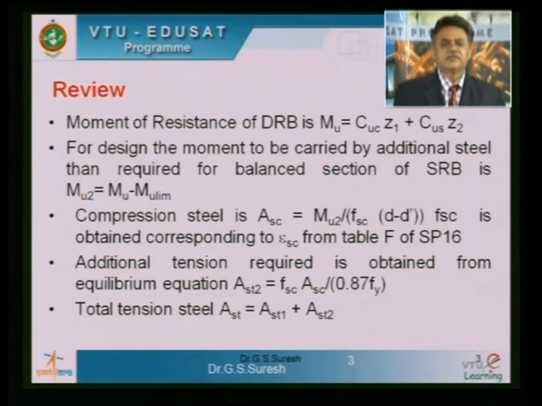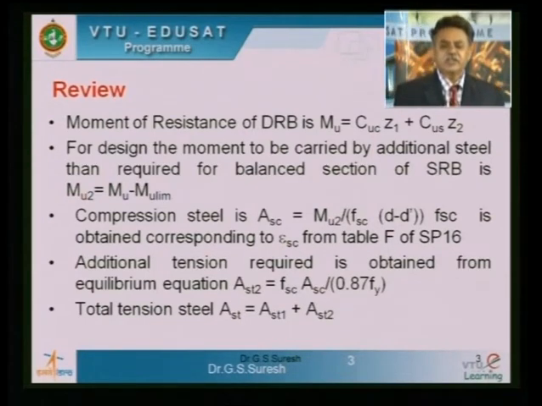Now, when we are designing, we calculate the additional moment required as Mu2 equal to Mu minus Mu lim. Mu is the applied moment, Mu lim is the moment of resistance of a singly reinforced section. The additional steel required in the compression zone is calculated as ASC equal to the additional moment Mu2 divided by the stress in steel FSC into d minus d dash, which is the lever arm. FSC is the stress obtained using Table F of SP16 for different values of d dash by d. It is given here.